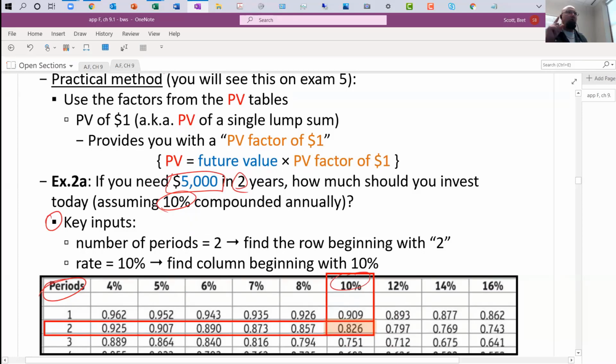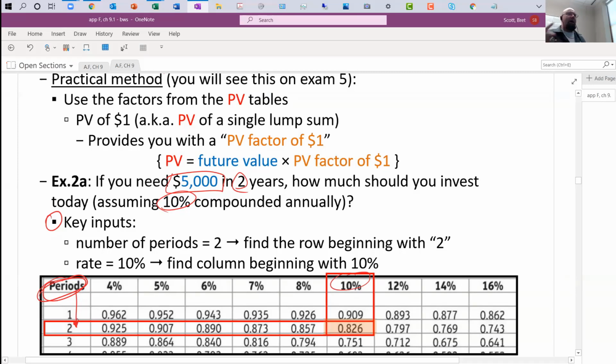Here, I'm simply saying there's only one payment per year. Interest is earned at the end of the year, so once. So that's compounded annually, but for 2 years, so you've got two total periods. In the present value tables, you want to go down to the row that corresponds to the number of periods, in this case 2.